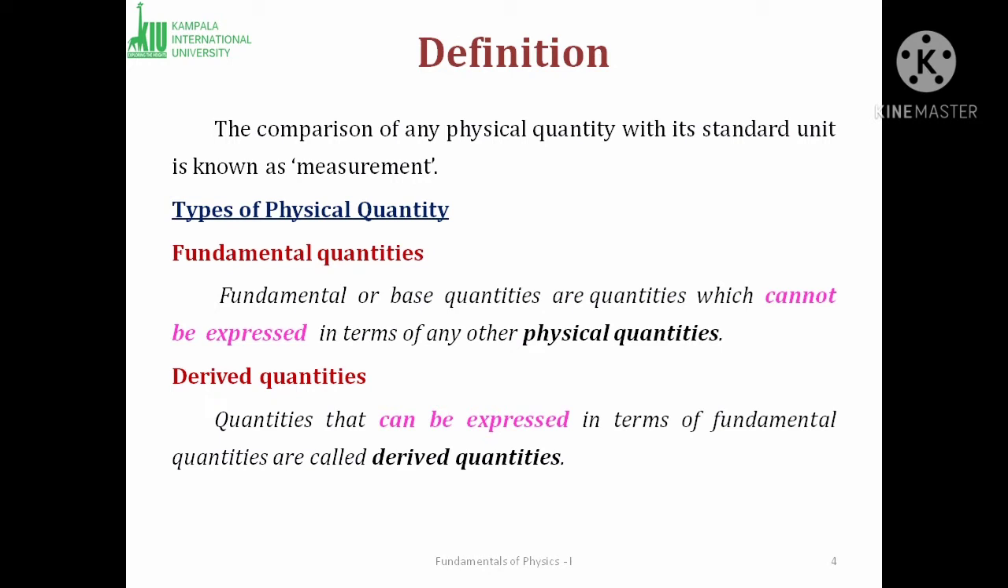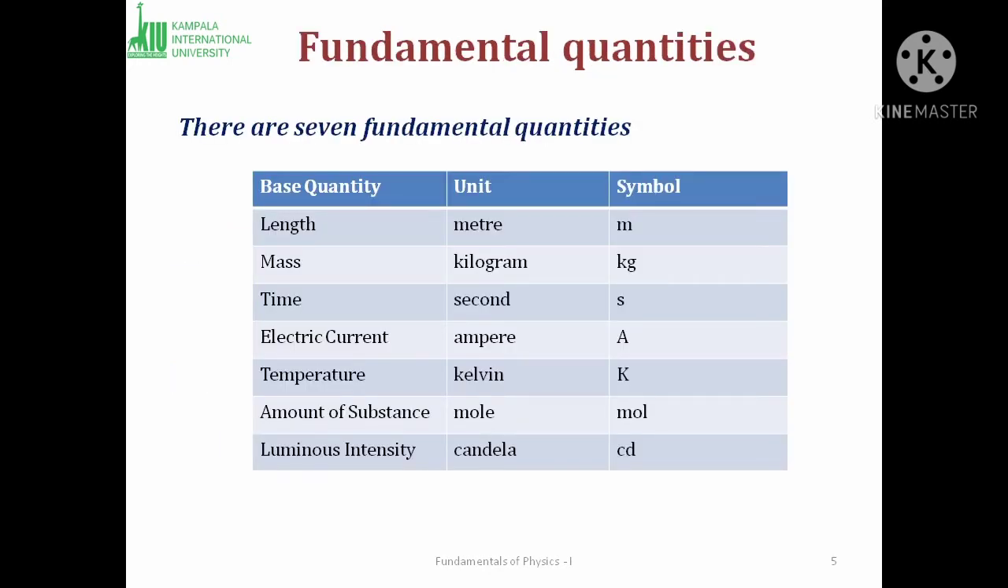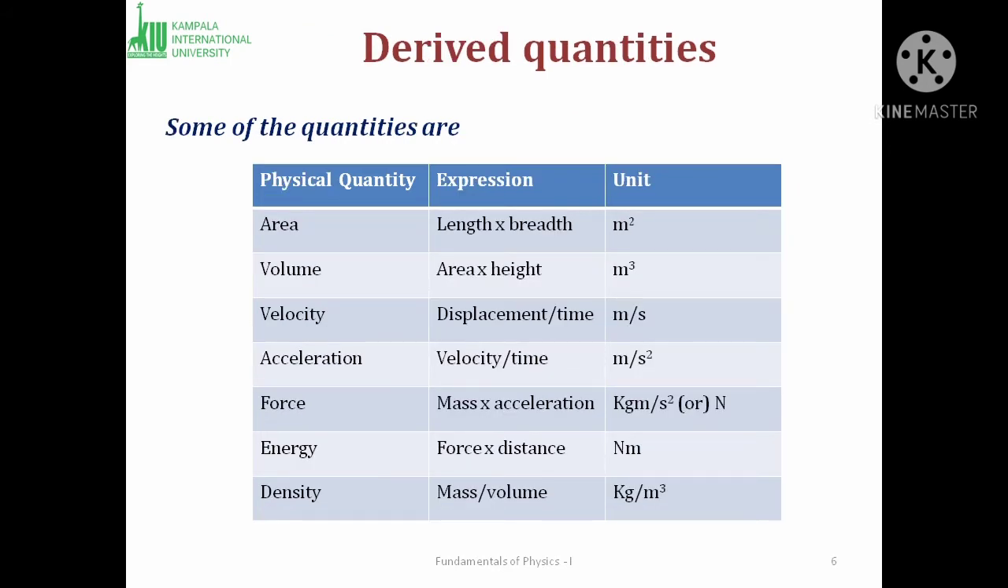There are 7 fundamental quantities: length, mass, time, electric current, temperature, amount of substance and luminous intensity. These are the fundamental quantities. And derived quantity is a quantity that can be expressed in terms of fundamental quantities. For example, area, volume, velocity, acceleration, force, energy, density. These are all derived quantities.